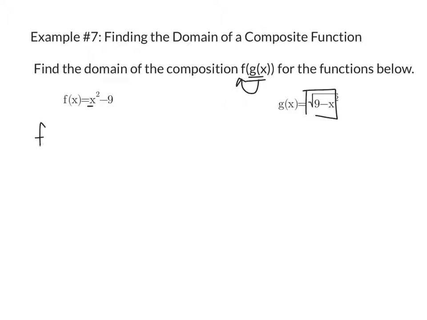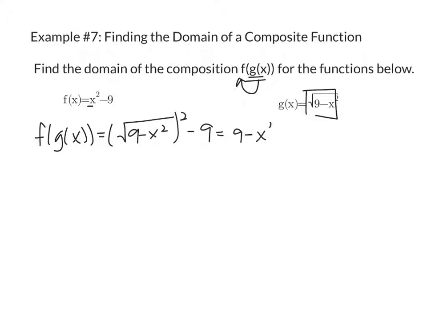So f of g of x equals the square root of the quantity 9 minus x squared, squared, minus 9. A radical squared just becomes the radicand, so that becomes 9 minus x squared minus 9. If we combine like terms, we're left with just negative x squared.